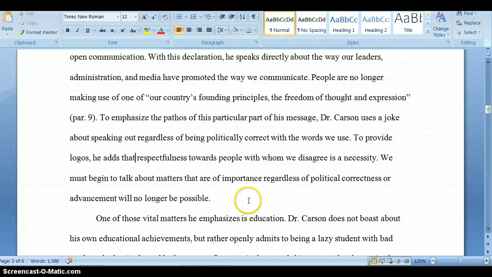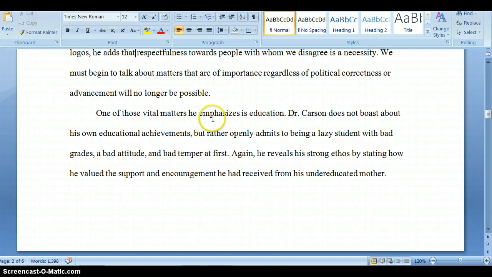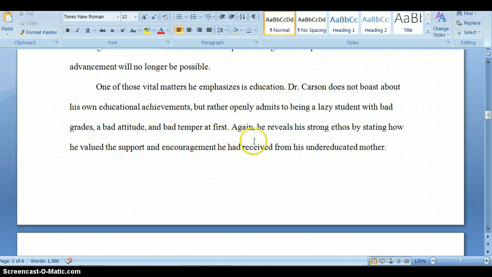Respectfulness towards people with whom we disagree is a necessity. We must begin to talk about matters that are of importance regardless of political correctness, or advancement will no longer be possible. One of those vital matters he emphasizes is education. Dr. Carson does not boast about his own educational achievements, but rather openly admits to being a lazy student with bad grades, and he was. At first, a bad attitude and bad temper at first. And she did put in the words at first.